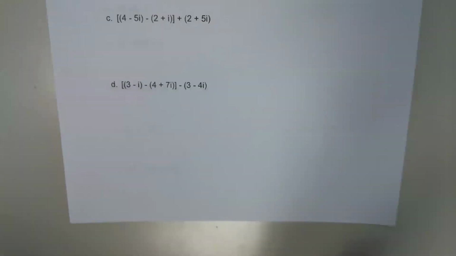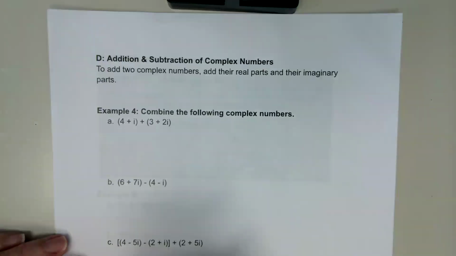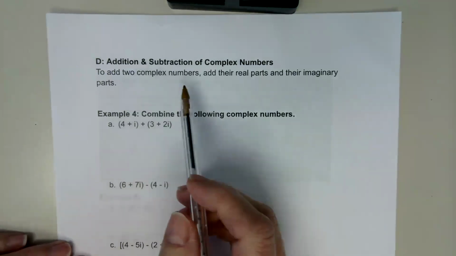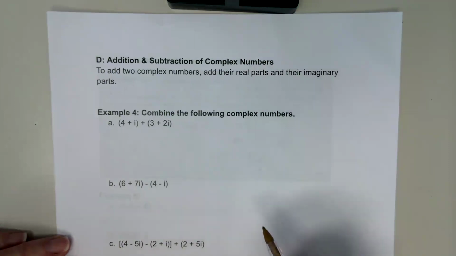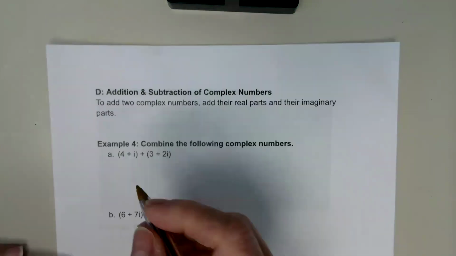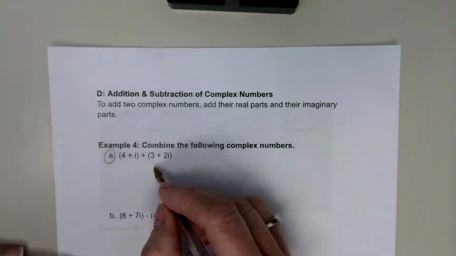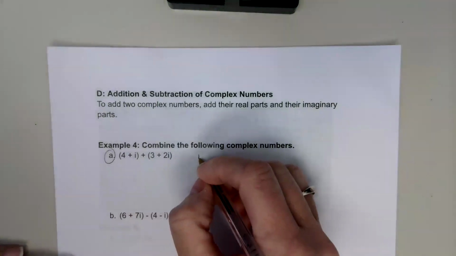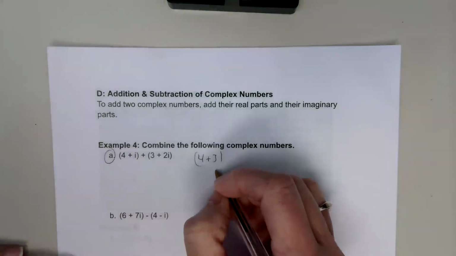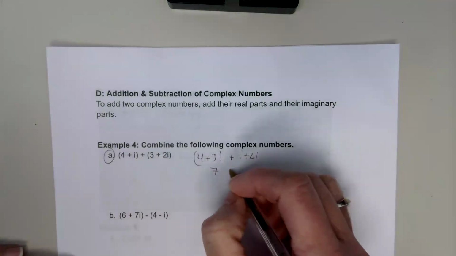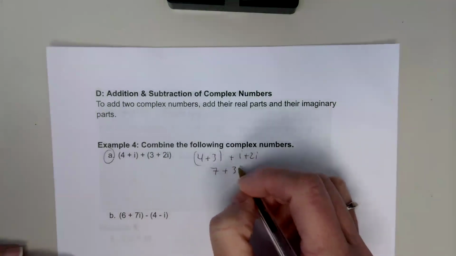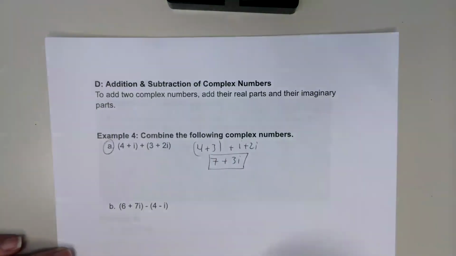We are now going to learn how to add and subtract complex numbers. So to add two complex numbers, add their real parts and their imaginary parts. Okay. So on A, we're going to add our real parts. So 4 plus 3 equals 7. Plus i plus 2i is plus 3i.